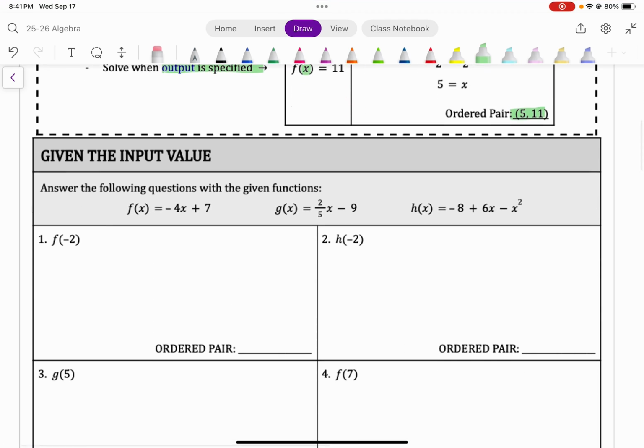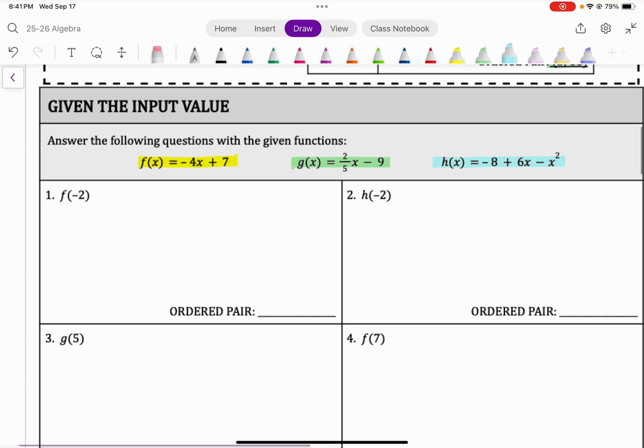In this section, we're going to use these three equations, f of x, g of x, and h of x. We're going to use these equations a couple different times in these notes. So in this box of examples, we're going to be given the input value. So f of -2 says to put -2 into that f equation.